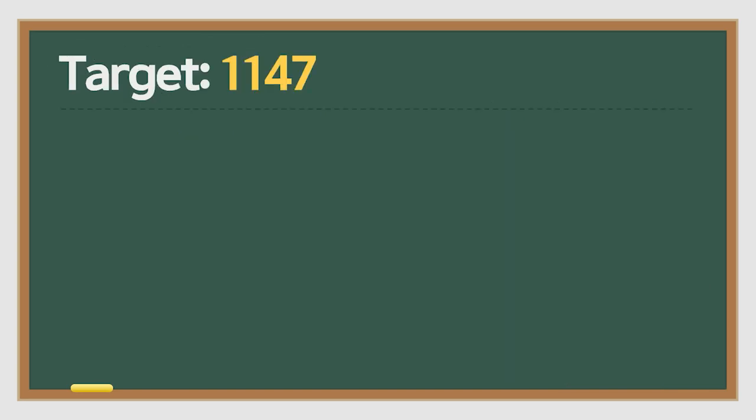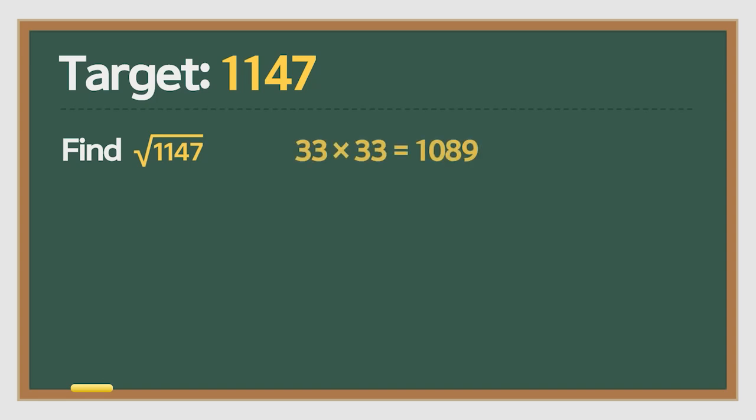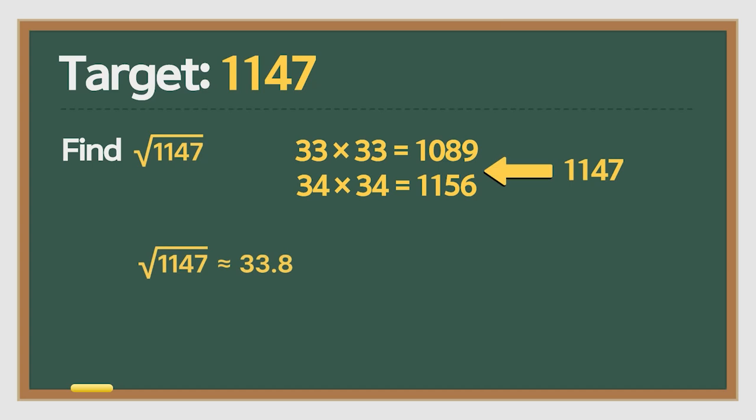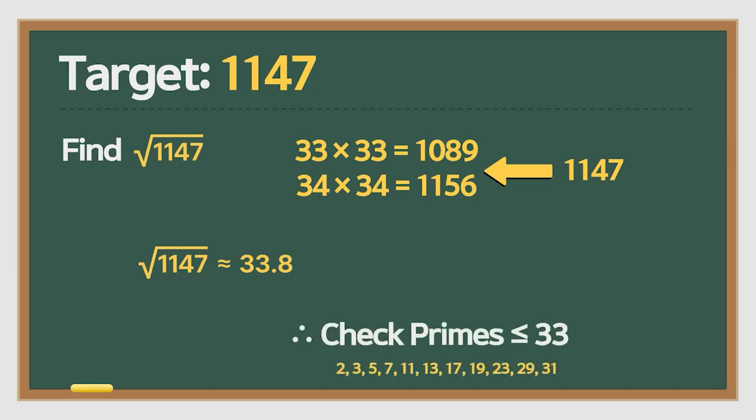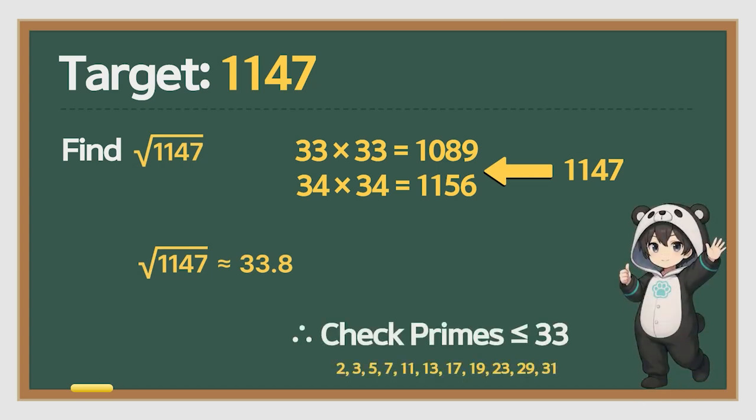Back to our mystery number, 1147. What is the square root of 1147? We know 33 times 33 is 1089. 34 times 34 is 1156. So, the square root of 1147 must be around 33.8. This means we only need to check prime numbers up to 33. That is it. We don't need to go to 1146. We just saved a ton of work.